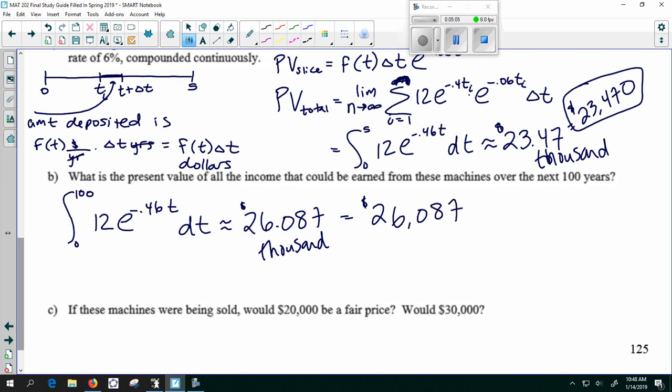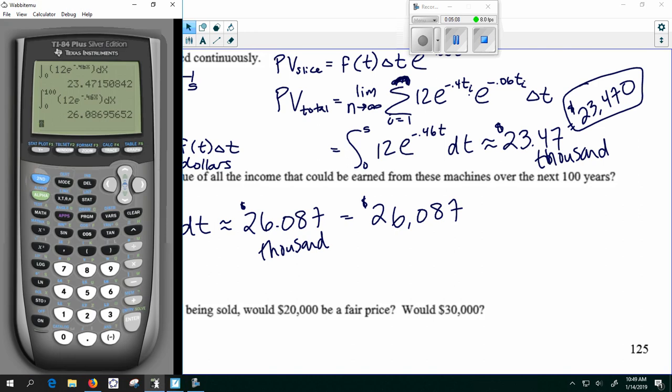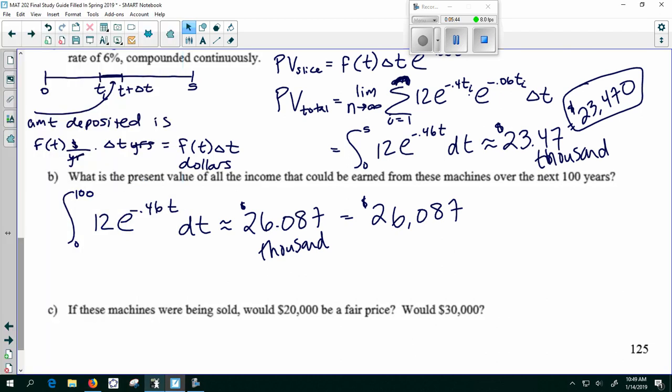And if we were to do this for 1,000 years, you would see that the answer actually doesn't change that much. So quickly, I'll just add a 0 here. Still 26.087. So that is our limiting value for these vending machines. The present value over a long, long time is $26,087.